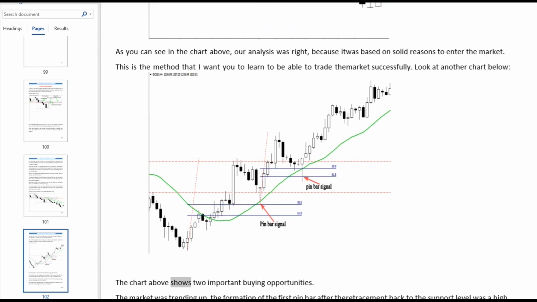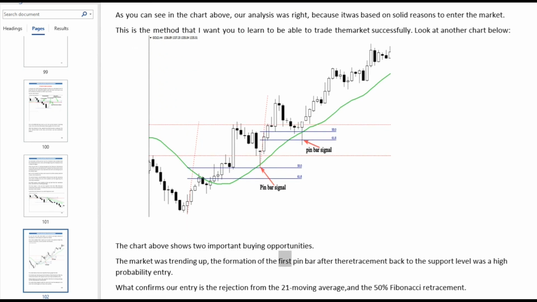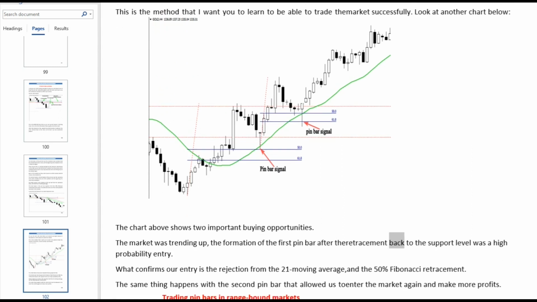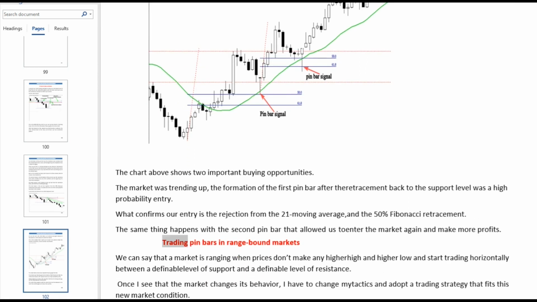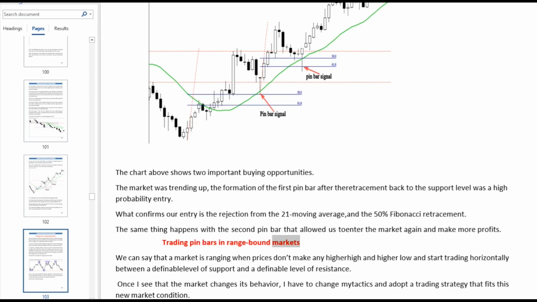The chart above shows 2 important buying opportunities. The market was trending up. The formation of the first pin bar after the retracement back to the support level was a high probability entry. What confirms our entry is the rejection from the 21 moving average and the 50% Fibonacci retracement. The same thing happens with the second pin bar that allowed us to enter the market again and make more profits.